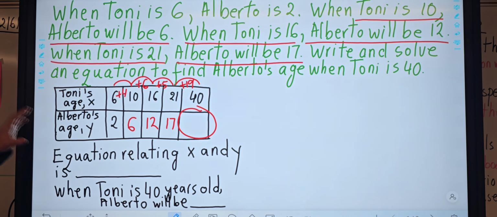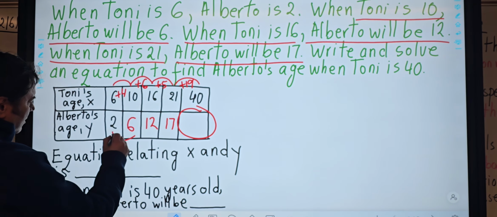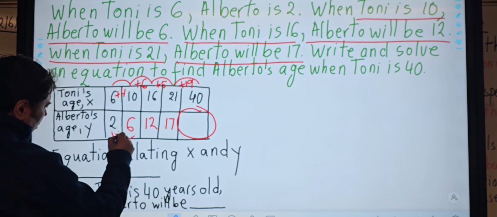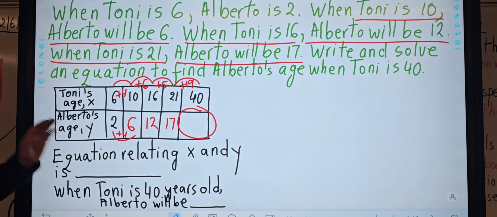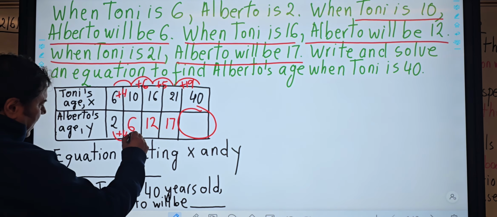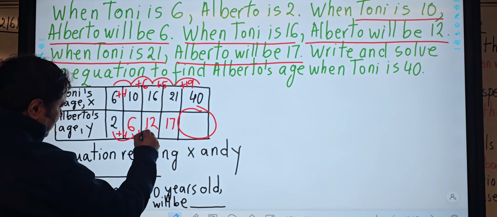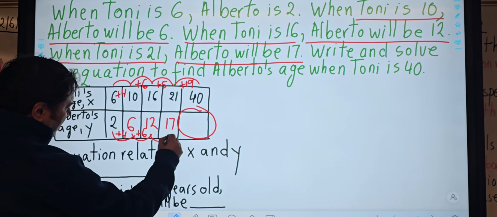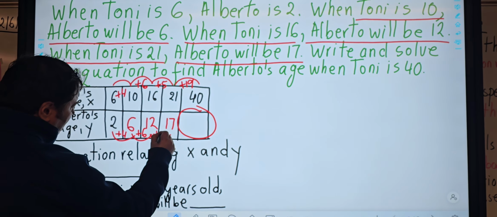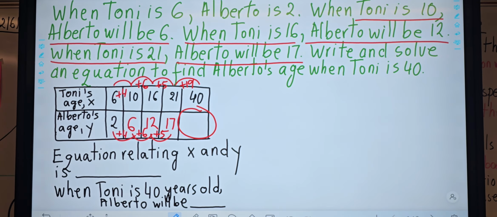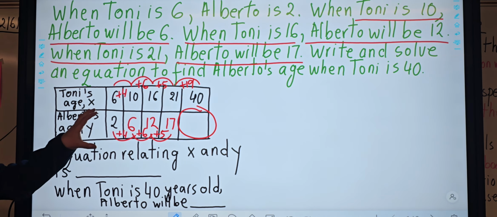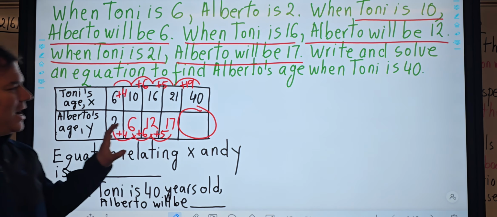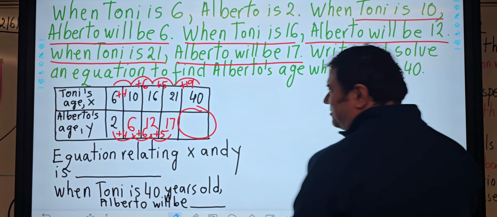Okay, and now let's take a look at the bottom for the y. From 2 to 6, we are adding 4. From 6 to 12, we are adding 6. So far they match. From 12 to 17, we are adding 5. And now we are going to use this pattern to write an equation.